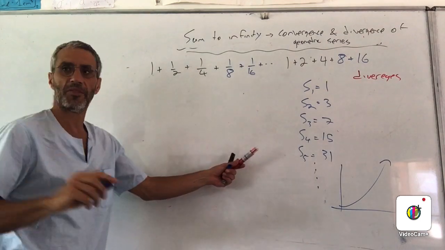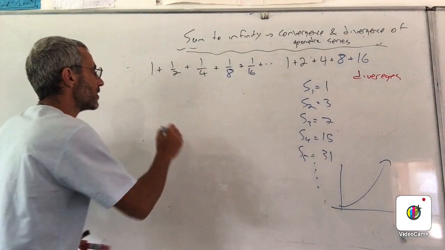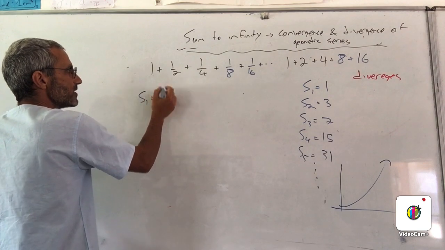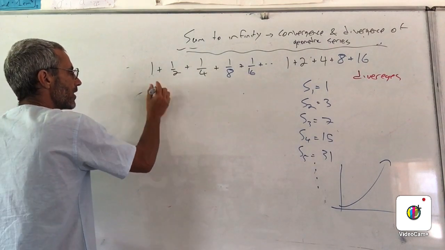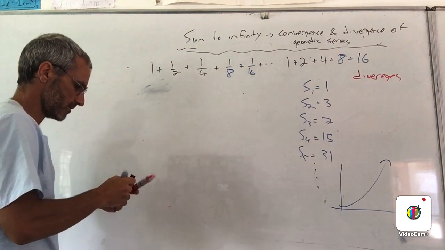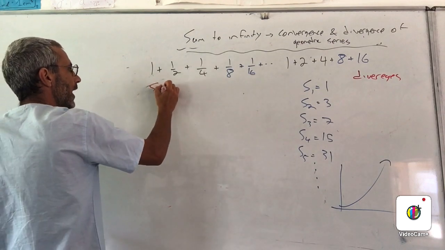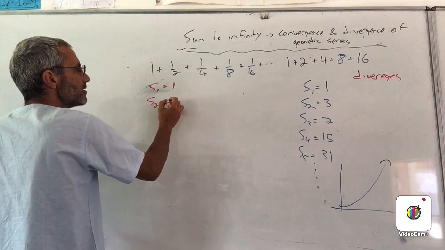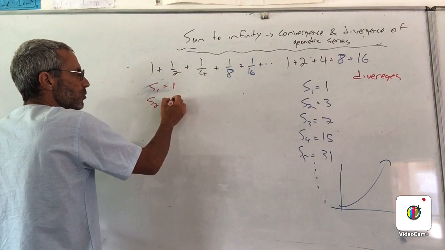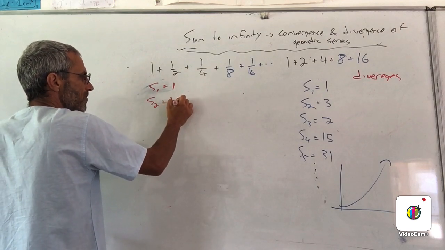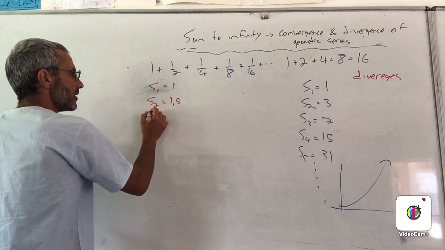Okay, let's do the same thing. You'll need your calculator. So, S1 is equal to? 1. Starts the same. We'll do it in red. S2 is? 3 over 2. Okay, we'll do decimals, so it's 3 over 2 or 1.5. Okay? S3? 7 over 4.